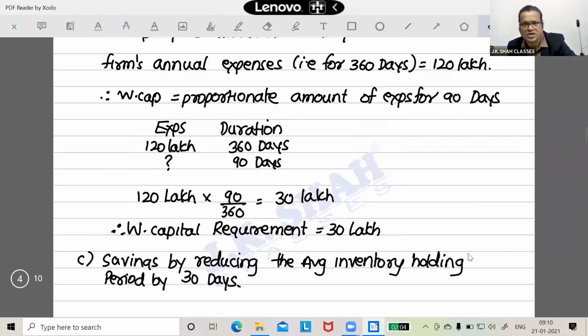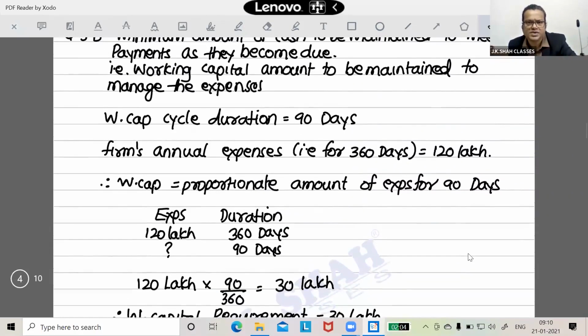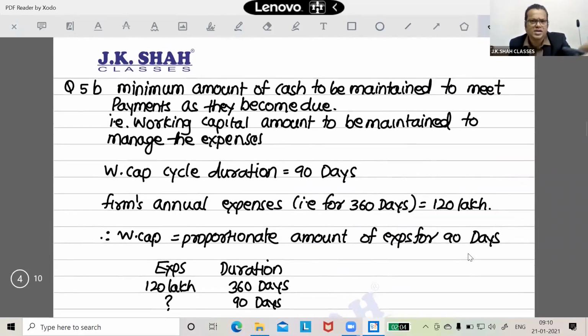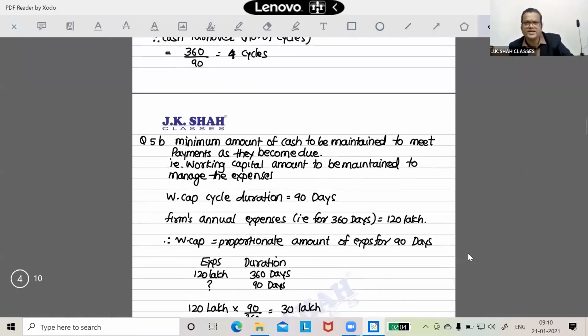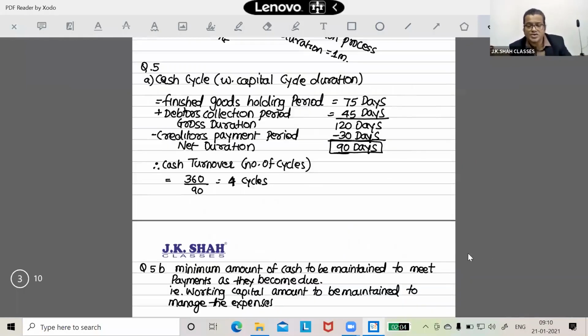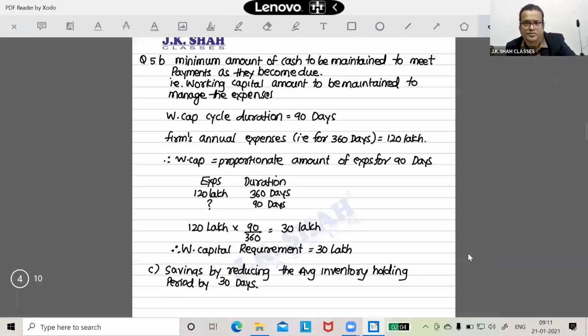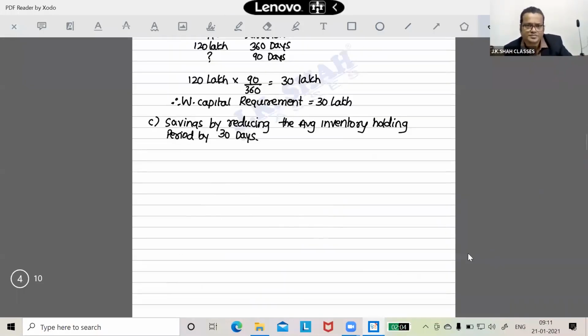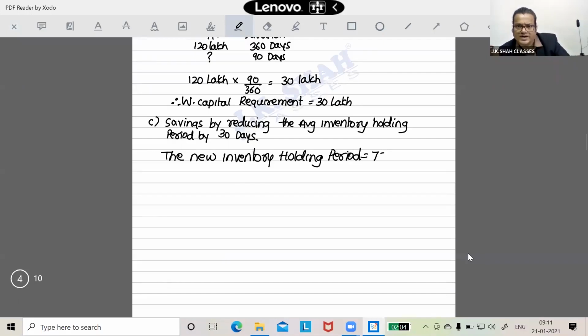Okay. What is the inventory holding period, guys? In this whole discussion, the inventory holding period is 75 days. Correct? It is going to reduce by how much? 30 days. So what will happen? Tell me. The new inventory holding period, 75 minus 30, how much? 45 days.